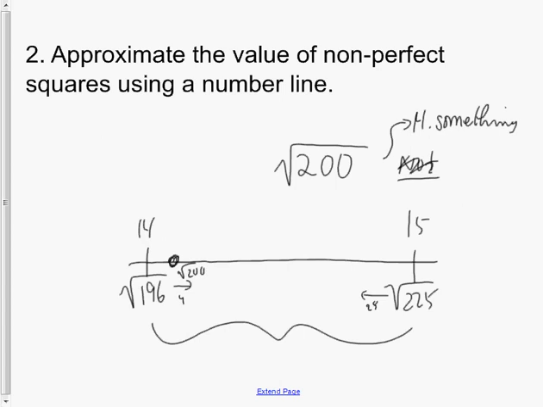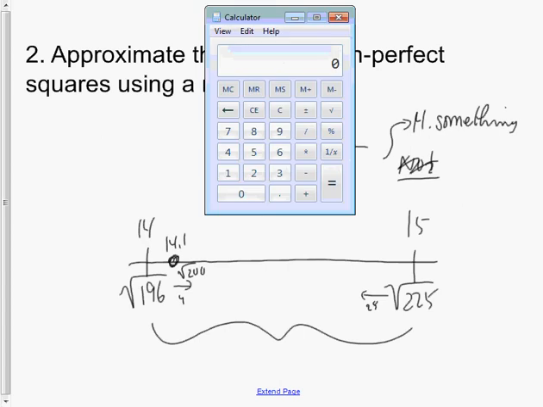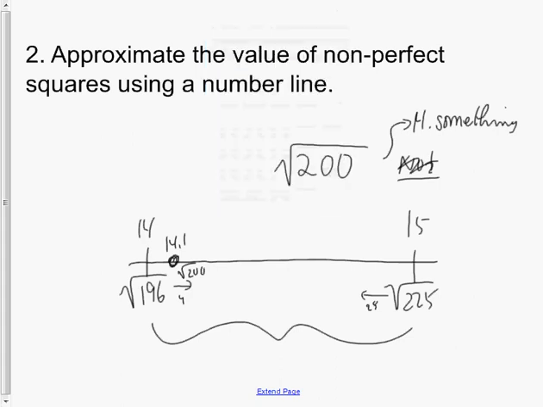And if I was guessing as to what it was, I'd say 14.1, maybe 14.2. I can't remember what the calculator said, but the square root of 200 was 14.1421, blah, blah, blah. So a good estimation, therefore, I'd say the square root of 200 based on a number line is approximately equal to 14.1. Okay? And the number line is how I could approximate that.